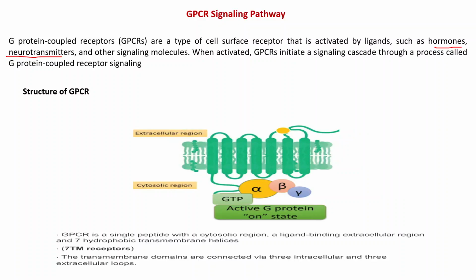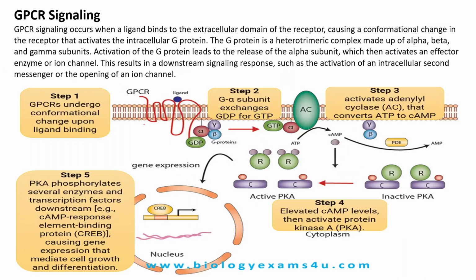So this is a seven transmembrane helical receptor. And in the cytosolic part there is one protein called the G protein, which is made up of three subunits: alpha, beta, gamma. These two things complete the signaling pathway of GPCR. So this is the GPCR signaling.